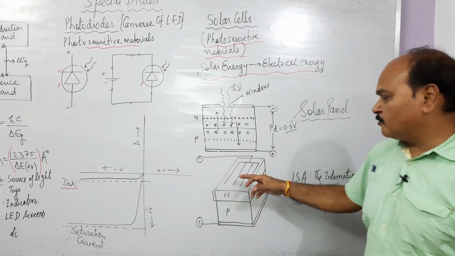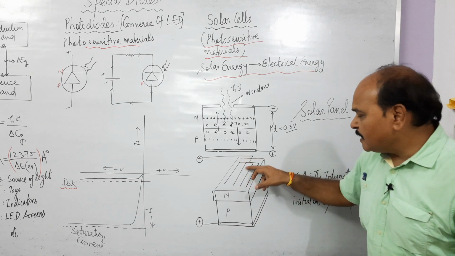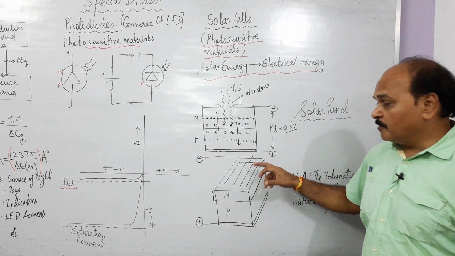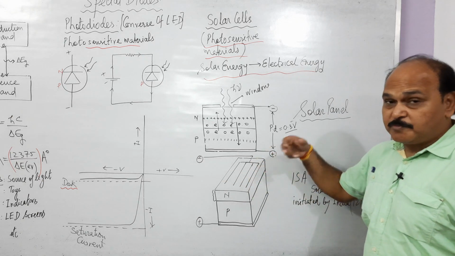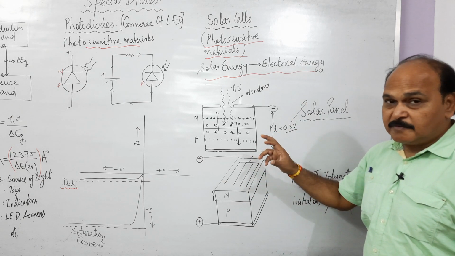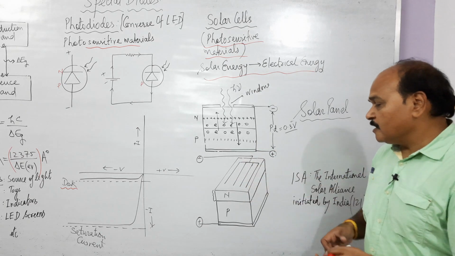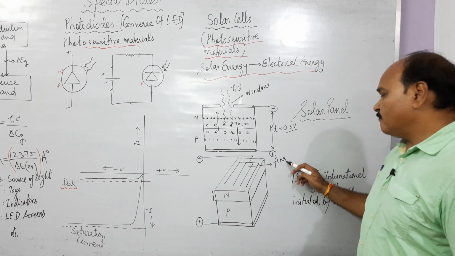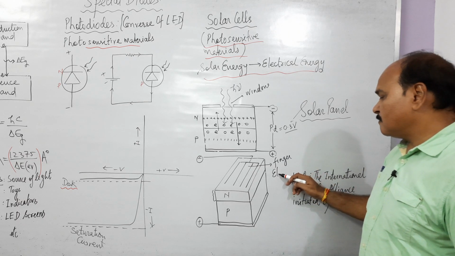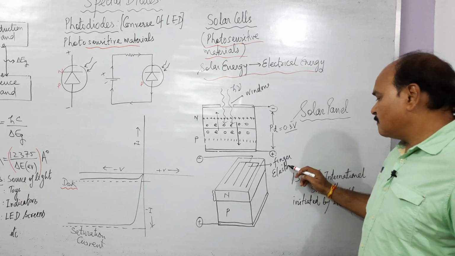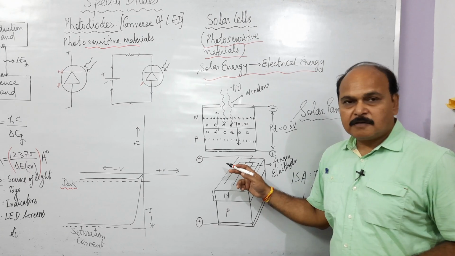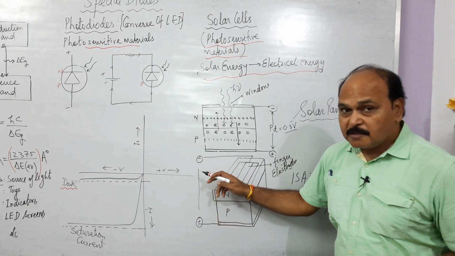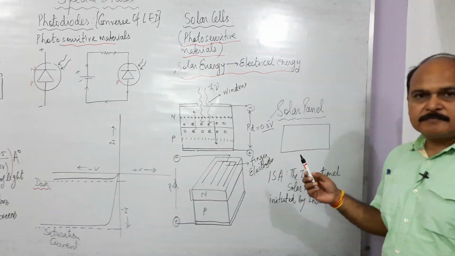By using finger electrodes, what happens? The whole of this space can be exposed to sunlight. We want 100% of the N side to be exposed to sunlight, and that is nearly possible if we use these finger electrodes. These are finger electrodes. And as the potential difference is generated across it, it is used as a source.